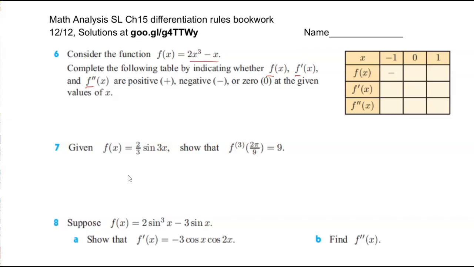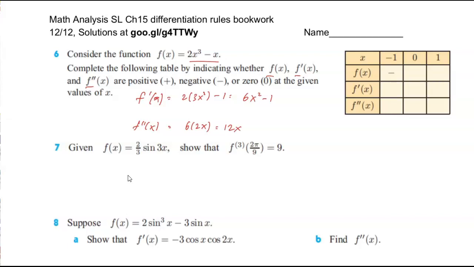So the function is 2x cubed minus x. This is just a polynomial, so the first and second derivatives are not difficult to do. The first derivative would be 2 times 3x squared minus 1, which would be 6x squared minus 1. The second derivative would be 6 times 2x minus 0, so it would be just 12x. Then I'm going to fill in this table.